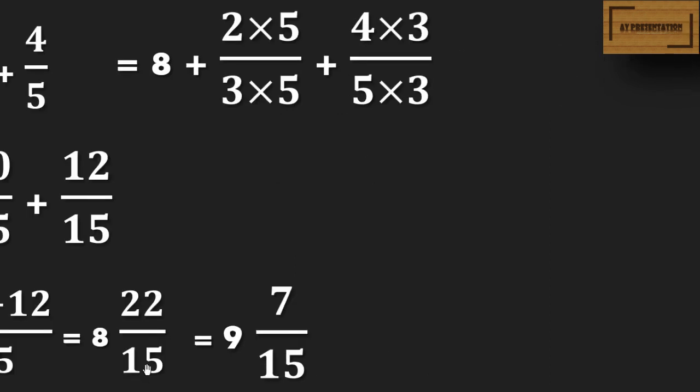Now 22 divided by 15: 15 ones are 15, and the remainder is 7, so the quotient is 1. So 8 plus 1 is 9. So the answer is 9 and 7 upon 15. So that example we have learned by using the second method.